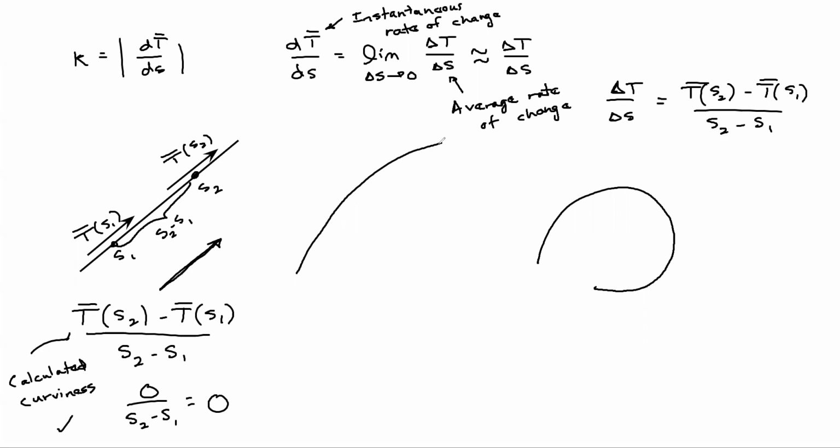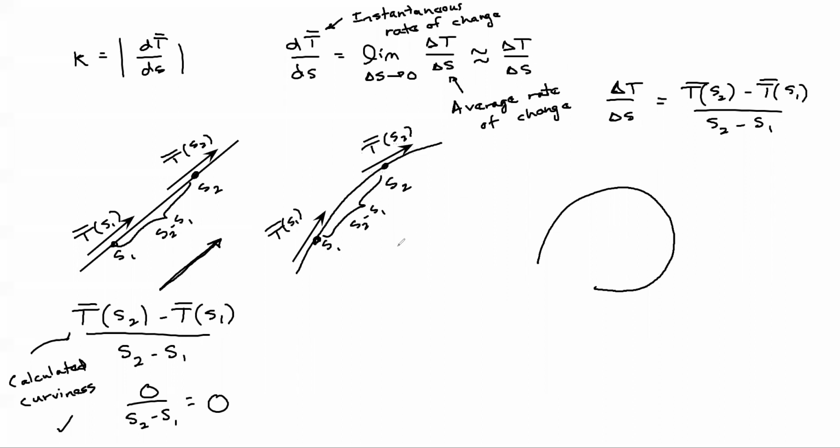Now let's do the same idea on this picture. Again, we have S1 and we have S2, and again this is parameterized by arc length, so this distance here is S2 minus S1. At this point we have T of S1 and here we have T of S2, the unit tangent at each point. What do those unit tangents look like? Well, this one looks about like that, and then if we draw one here, it looks about like this.